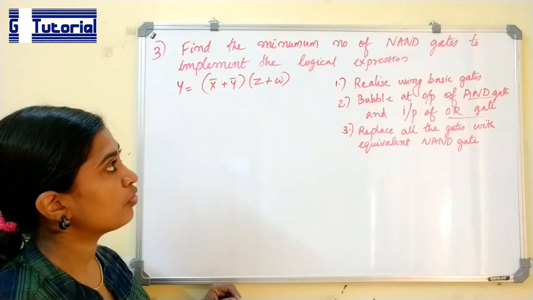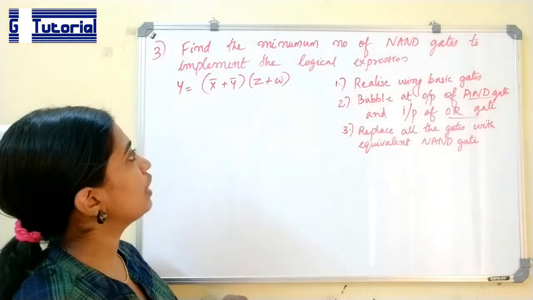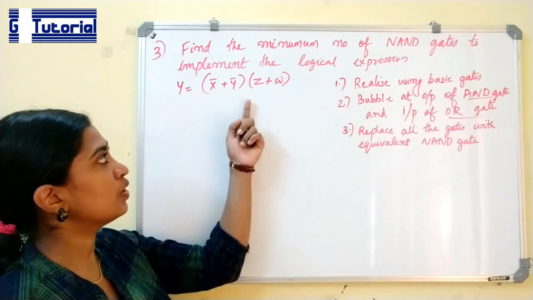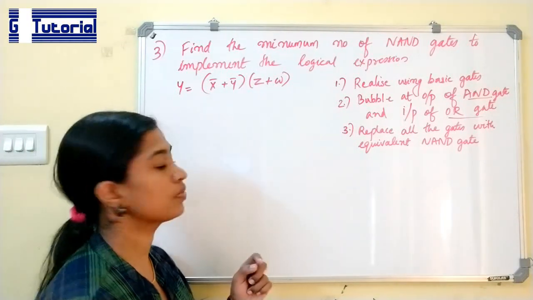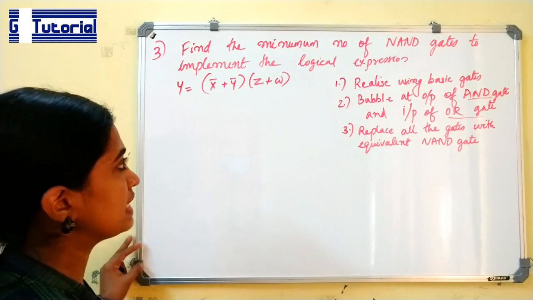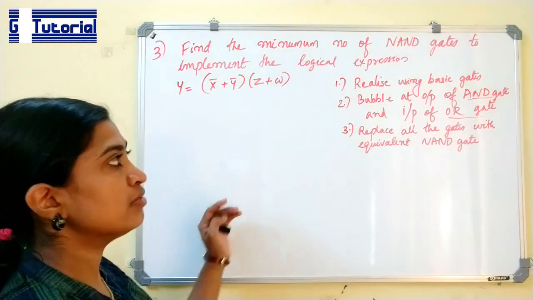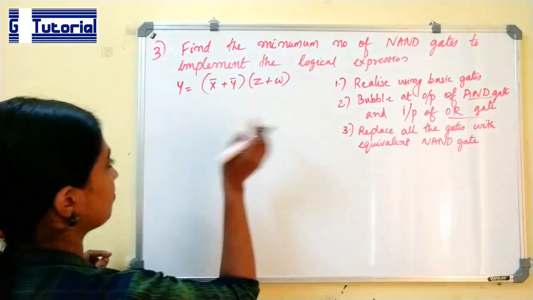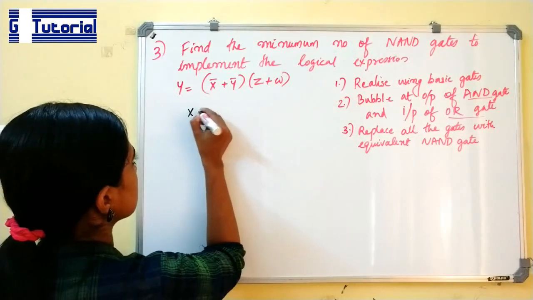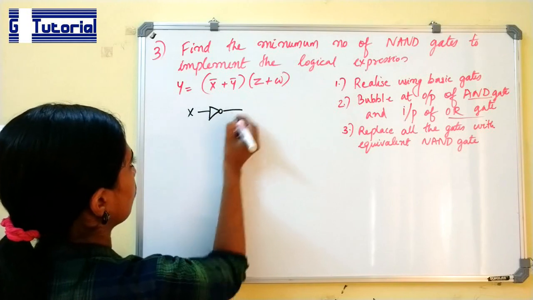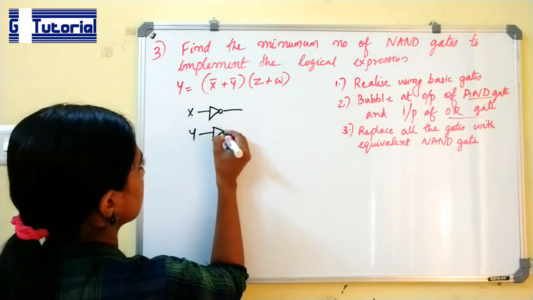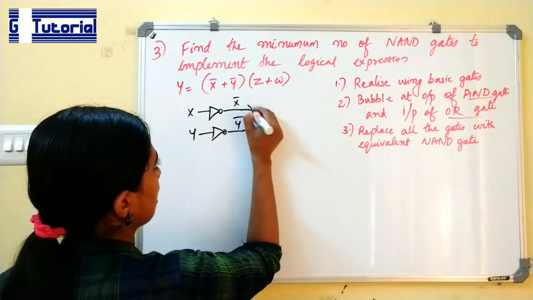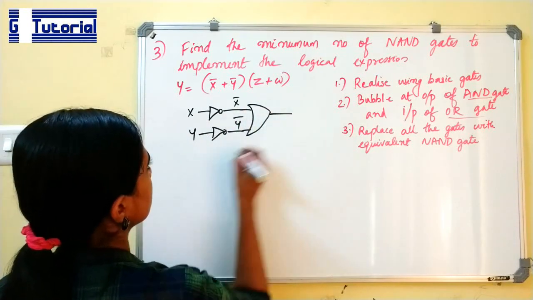Find the minimum number of NAND gates required to implement the logic expression y is equal to x bar plus y bar dot z plus w. So the first step is we have to minimize it. Then realize using basic gates. Bubble. First step we can write. So for x bar, we are providing a NOT gate. This is x bar. This is y bar. And we are performing an OR operation.